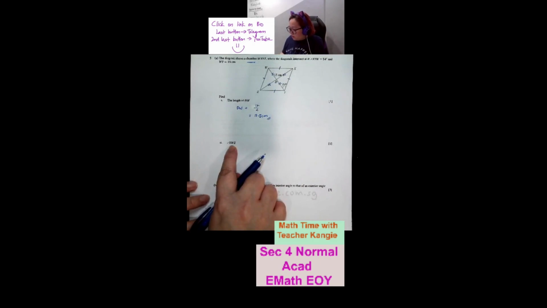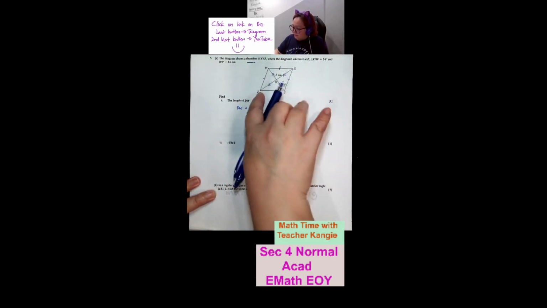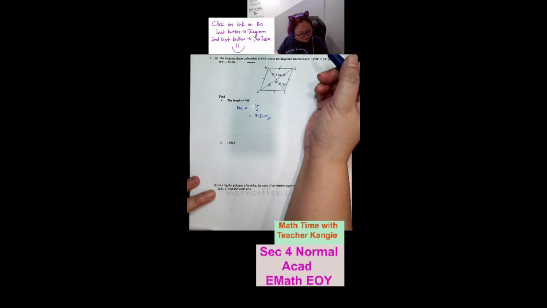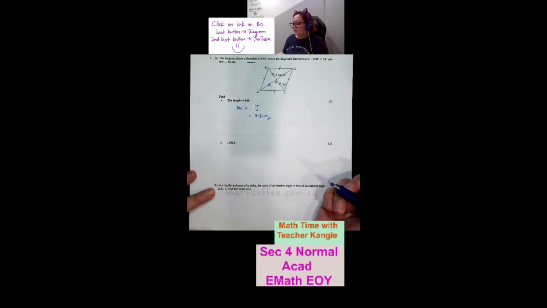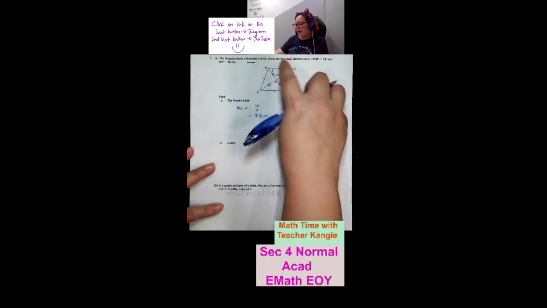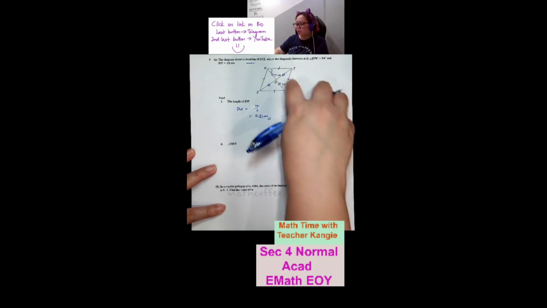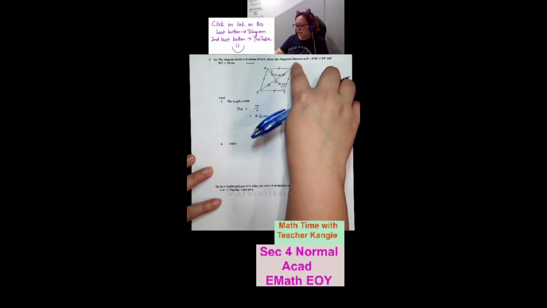Next, they ask for XWZ. So I need to find this angle here. Okay, so firstly, I found this angle first. Why? Because you see here, WXY, do you see that these two sides are equal? So if these two sides are equal, it means that it's an isosceles triangle.